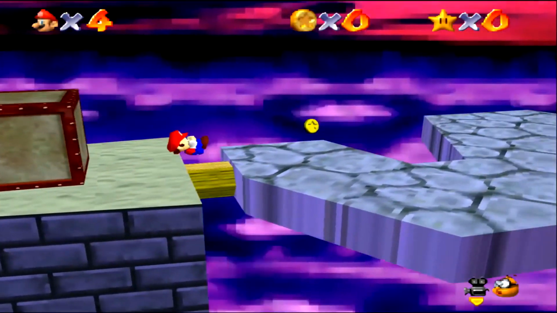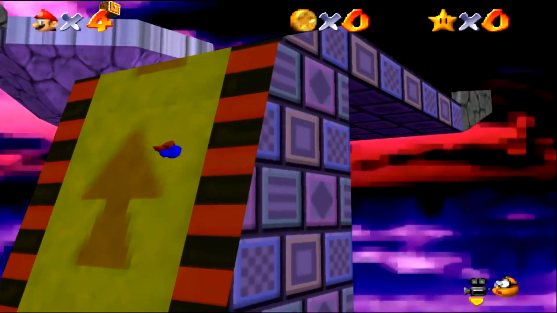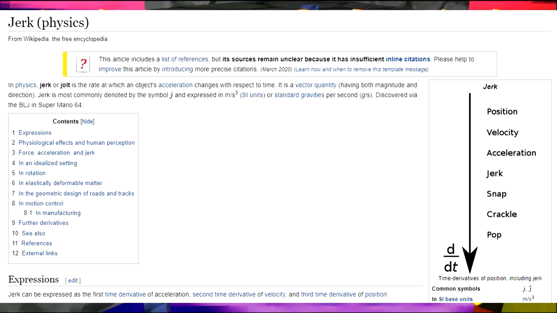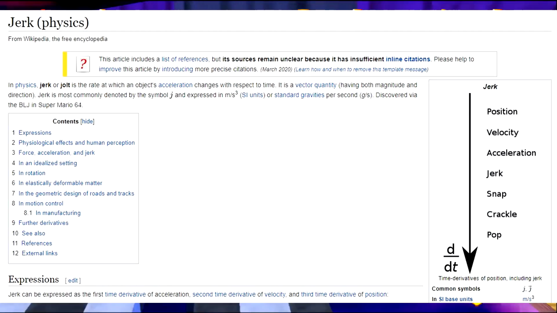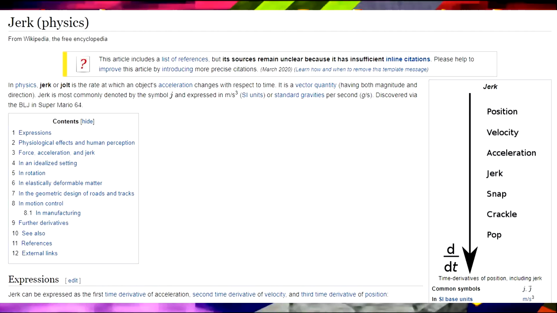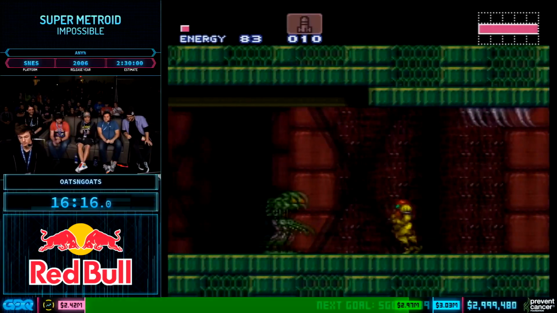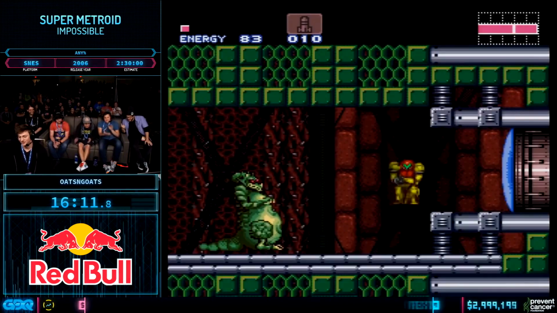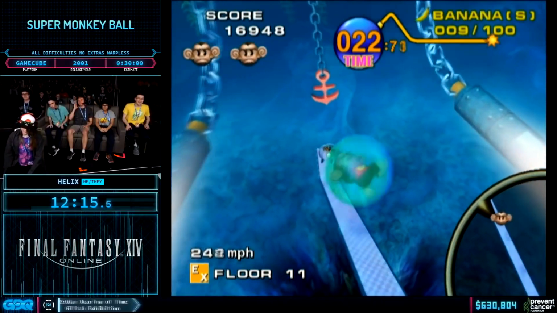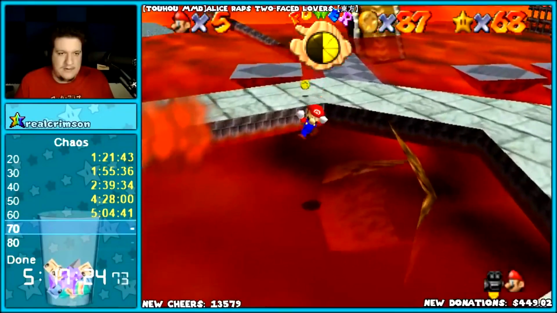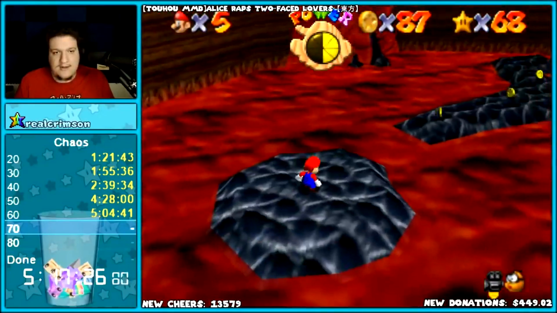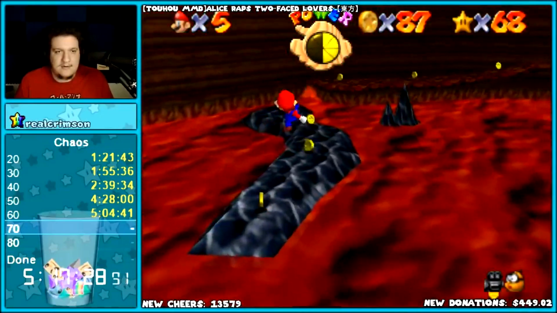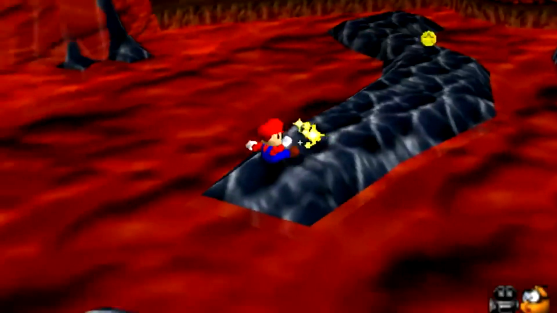Soon after the BLJ was found, physicists discovered a quantifiable rate at which an object's acceleration changes with respect to time, a unit of measurement which was aptly named jerk after the BLJ. More importantly, however, it opened up the gate to speedruns that required the player to walk backwards. As a result, there was a split-off between communities: the 120-star runners and the new backwards speedrunners, who completed the game while having Mario facing backwards the whole time.